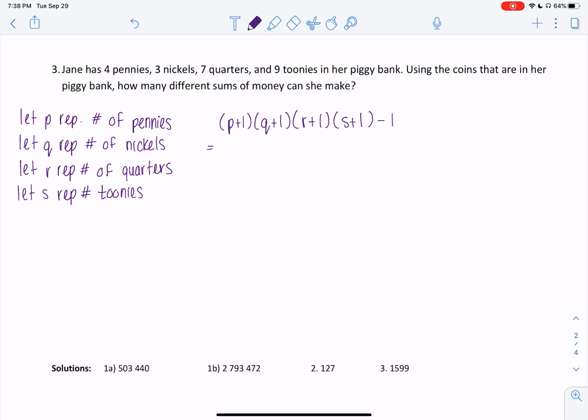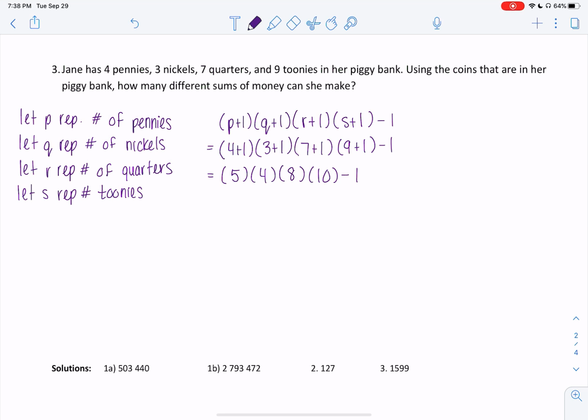So now let's fill in our values. P is the number of pennies, Q is the number of nickels, R is the number of quarters, and S is the number of toonies. So now I have 5 times 4 times 8 times 10 minus 1. And when you put that in your calculator, you'll get 1,599 different sums of money that she can get.